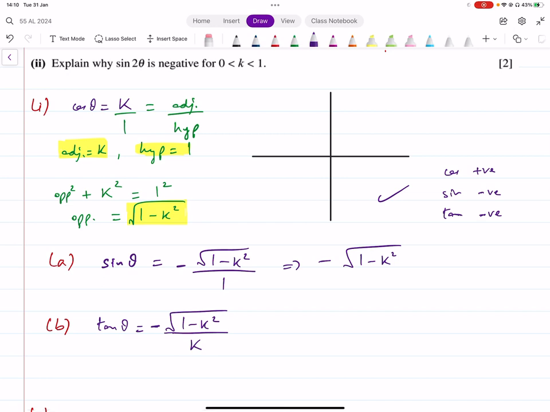Now, the last part says, explain why sine 2 theta is negative for k between 0 and 1. Why is sine 2 theta negative? Theta is in the fourth quadrant. Why would sine of 2 theta be negative? Because sine is negative. Sine theta negative है ना. Sine of 2 theta का तो नहीं पता हमें. Sine of 2 theta क्या होएगा?